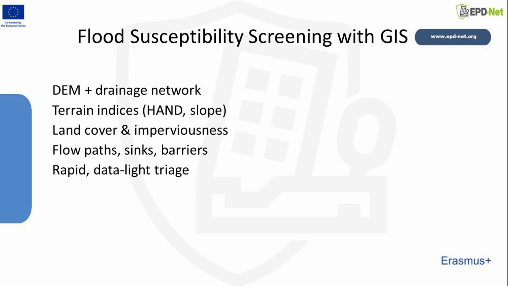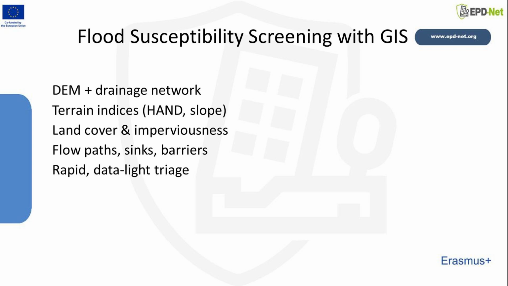GIS screening is the fastest path to a first-pass susceptibility map, especially when detailed hydraulic modeling is not feasible. A common approach is terrain-based screening, using a digital elevation model to infer where water will accumulate and flow. Indices such as local depressions, flow accumulation, slope, and the HAND concept, height above the nearest drainage, help identify areas that are topographically predisposed to inundation.